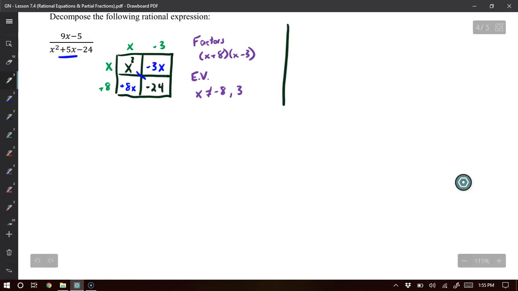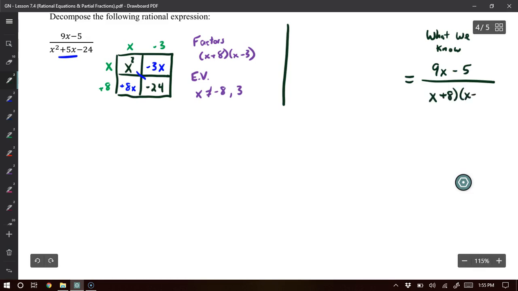So if I write down, I'll put it here, what we know. I know the final answer is 9x minus 5 over x, and I'm going to write it factored, x plus 8, x minus 3. I know that. I just have no idea what goes on the other side. So I'm going to create the other side. I'm going to make one of the fractions have the x plus 8, and I'm going to make the other fraction have the x minus 3, because that would give me a common denominator of this, so I'm going to create it that way.